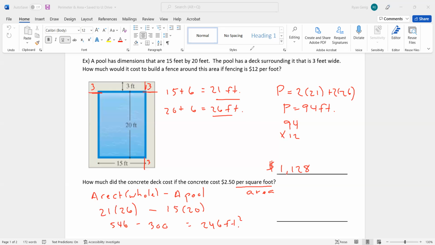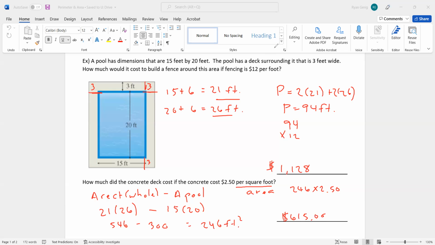Now that's how much square footage there is. Now the cost is going to be, got to remember, multiply, right? 246 times $2.50, which would be $615. You wouldn't have to put the 0.00, but I did. So there you go. That's an application of perimeter and area.